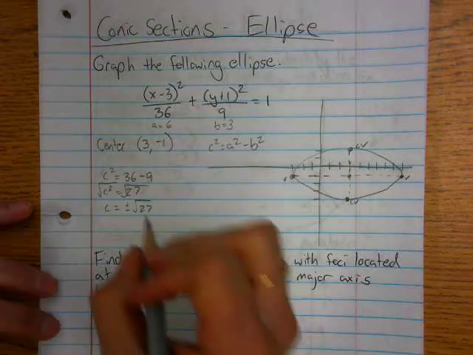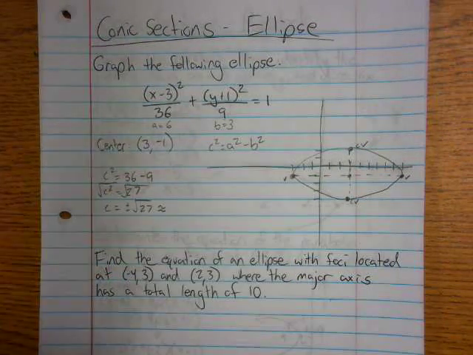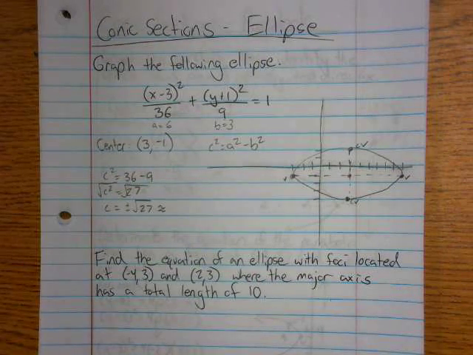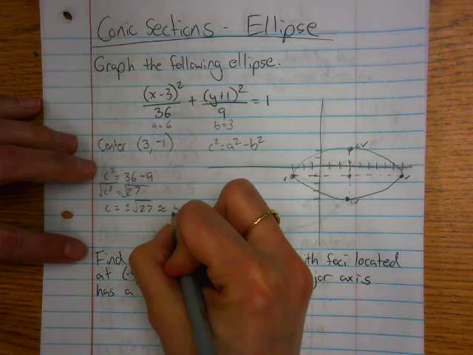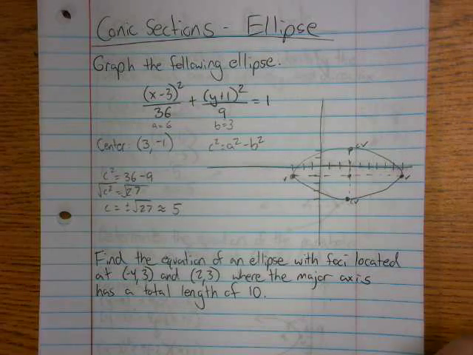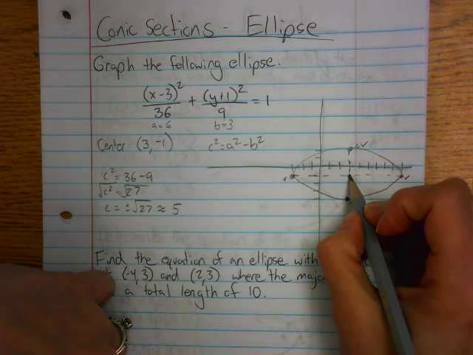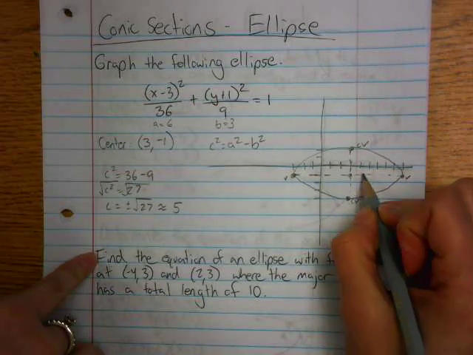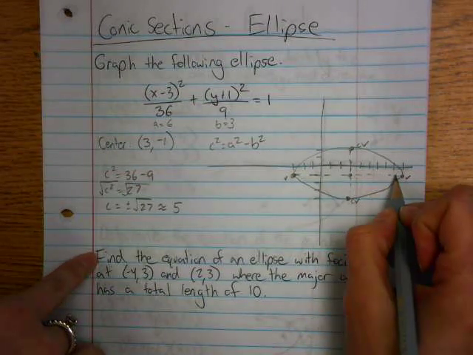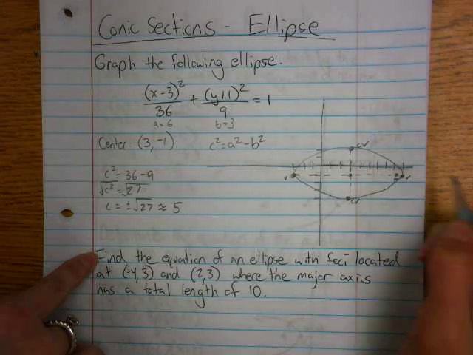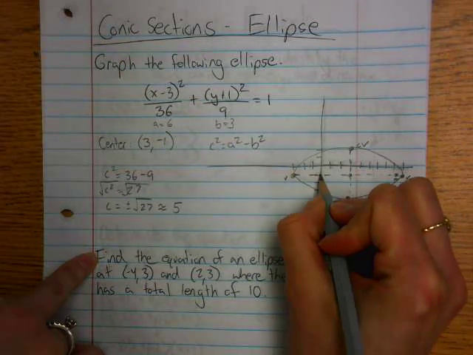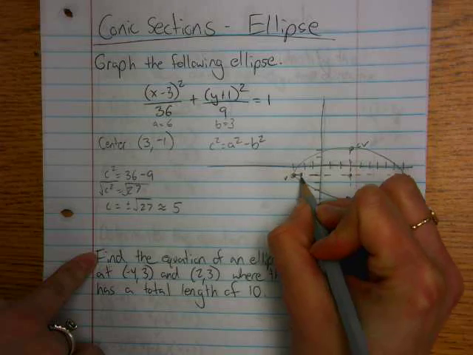Now let's think about how big that would be. That's roughly going to be 5 point something, since 5 squared is 25, which is too small, but 6 squared would be 36. That's too much. So we know it's going to be 5 and a little bit more. So let's go forward 5 and backwards 5. 1, 2, 3, 4, 5, and a little bit. There's going to be one of them. And backwards, 1, 2, 3, 4, 5, and a little bit.